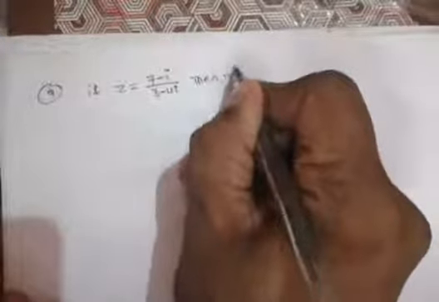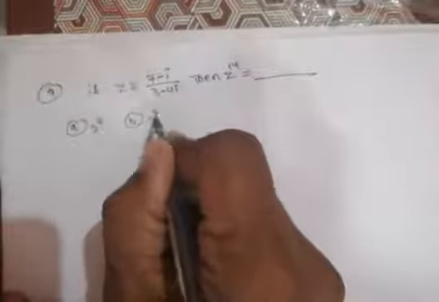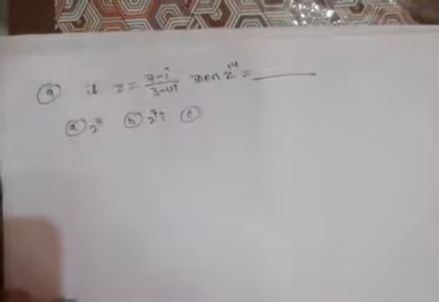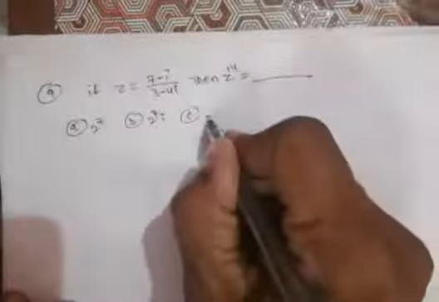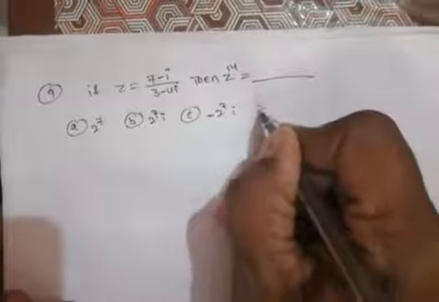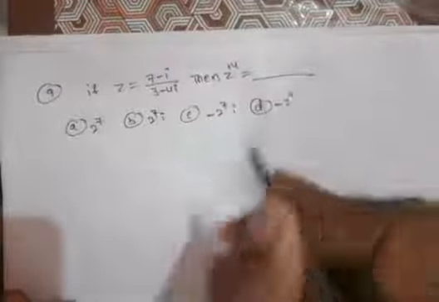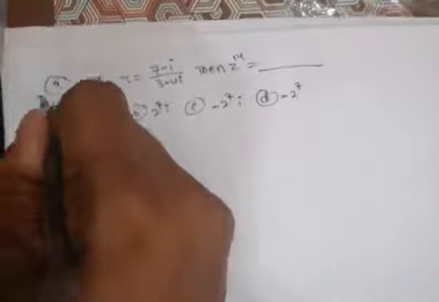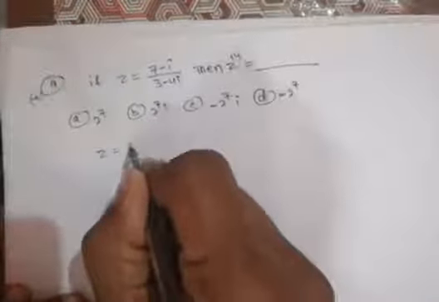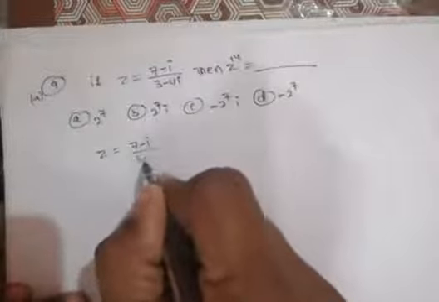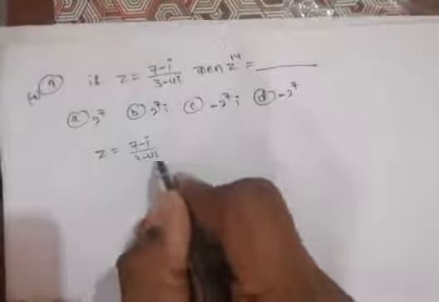Coming to next problem: if z is equal to 7 minus i by 3 minus 4i, then z to the power of 14 is option A 2 power 7, B 2 power 7i, C minus 2 power 7i, D minus 2 power 7. So important model. z is equal to the given 7 minus i by 3 minus 4i. So you have to rationalize.